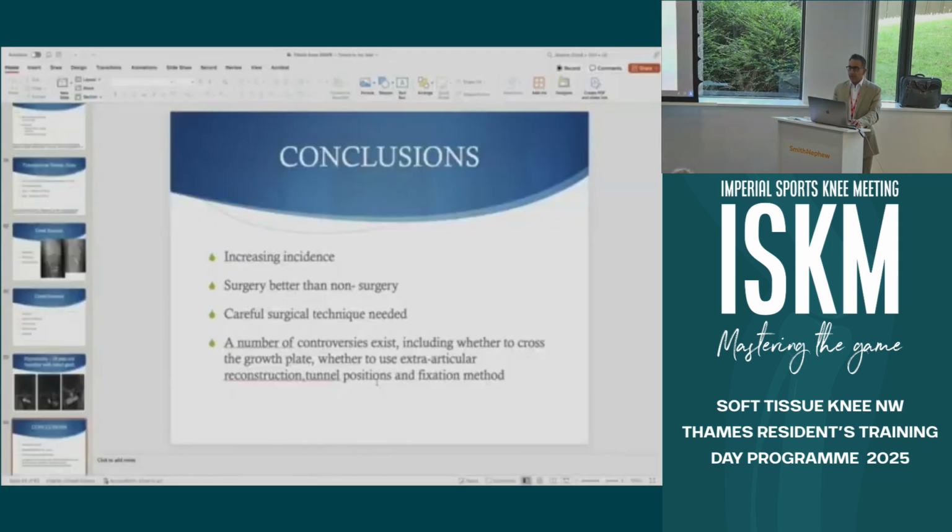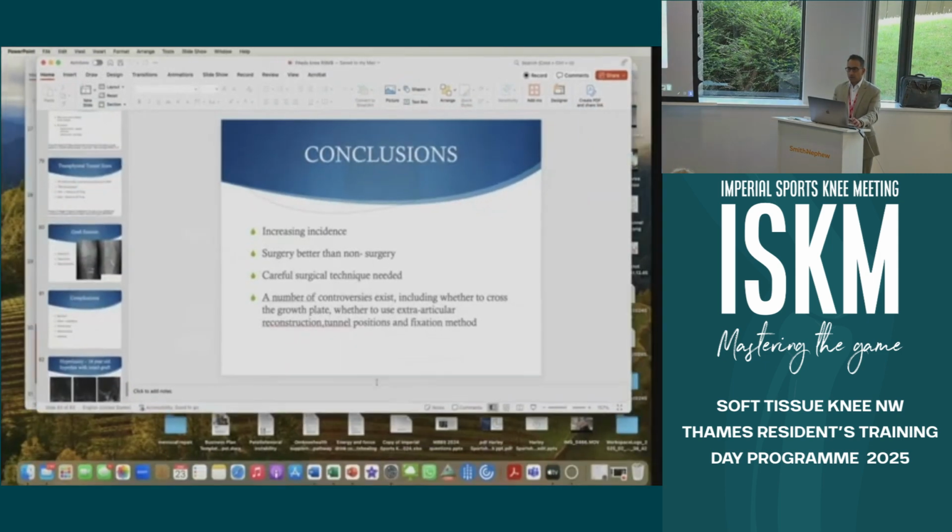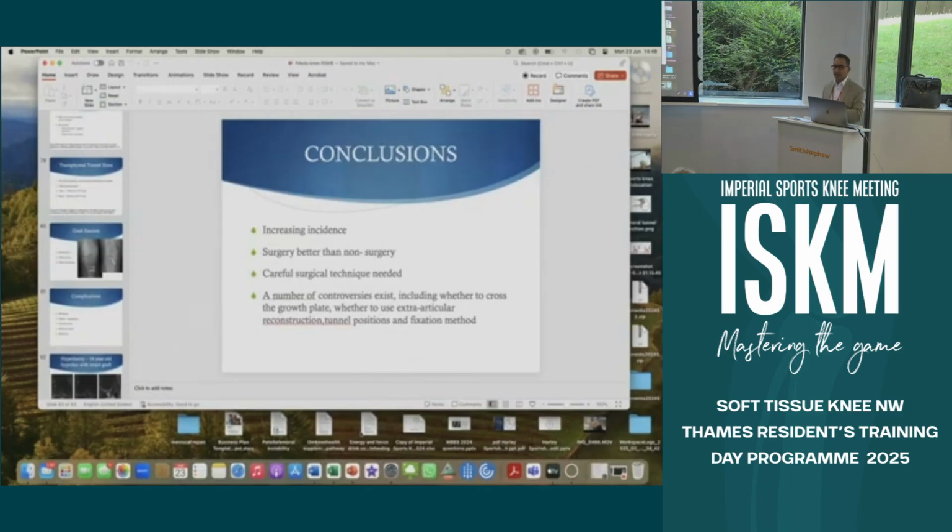That's kind of it, really. We should do meniscus tears at some stage as well, although we covered them with the adults. Questions? Quite a lot to get through.